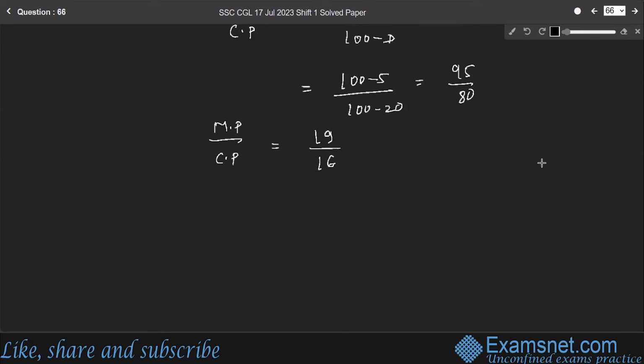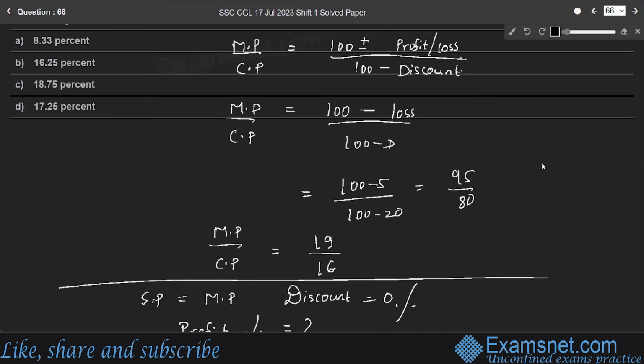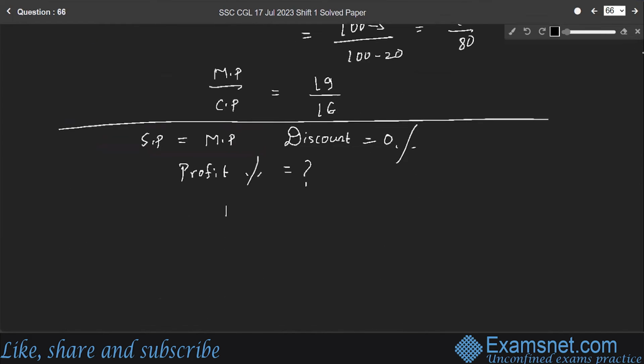So let us take the second part here. If the article is sold at market price, the discount becomes 0%. There will not be any discount, right? 0%, right? So what is the profit percentage here? Again, use the same formula, right? MP by CP, the market price to cost price ratio, is equal to 100 plus, we are going to find the profit percentage, therefore plus profit percentage, divided by 100 minus discount.